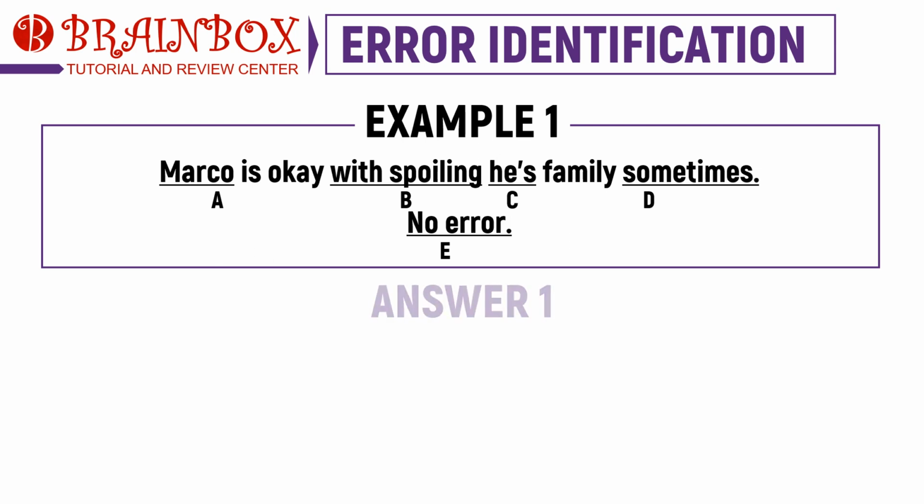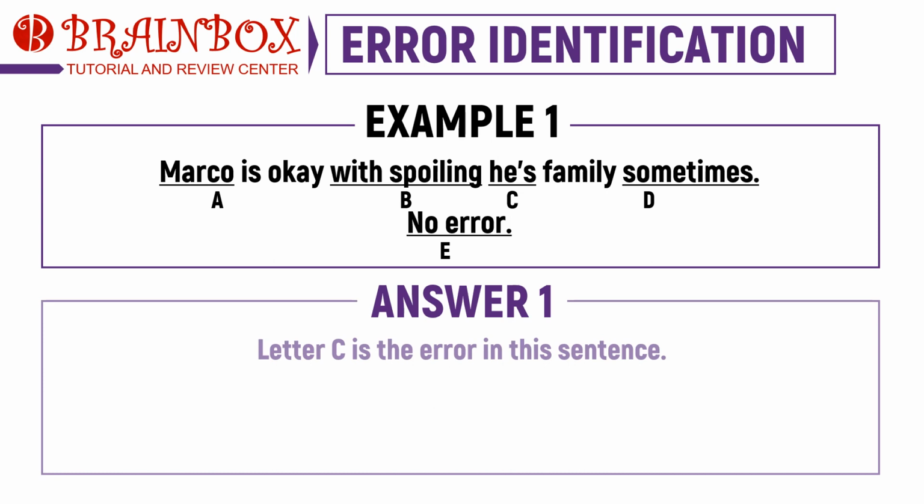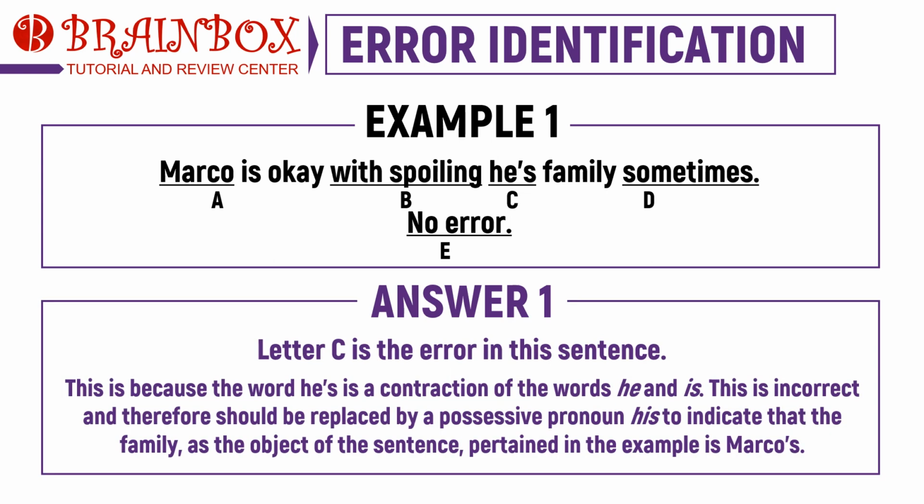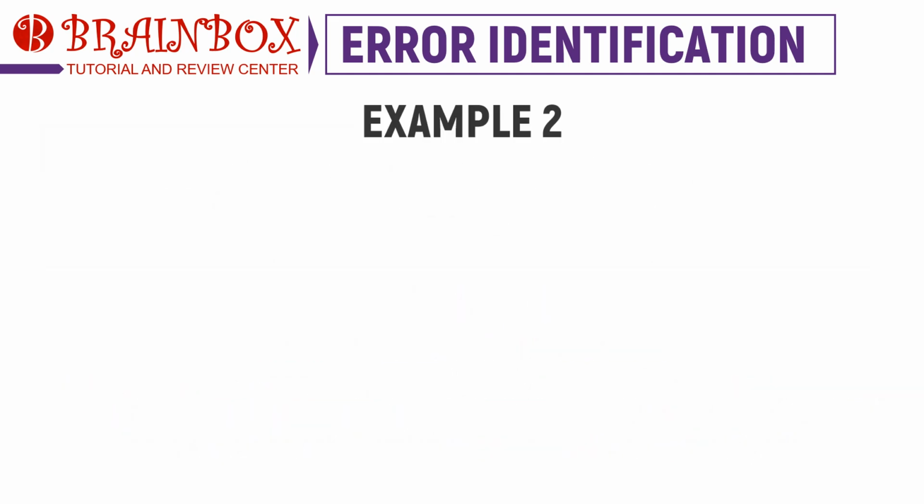Letter C is the error in this sentence. This is because the word his is a contraction of the words he and is. This is incorrect and therefore should be replaced by a possessive pronoun, his, to indicate that the family, as the object of the sentence, pertained in the example is Marco's. Now, let's move on to the next example.